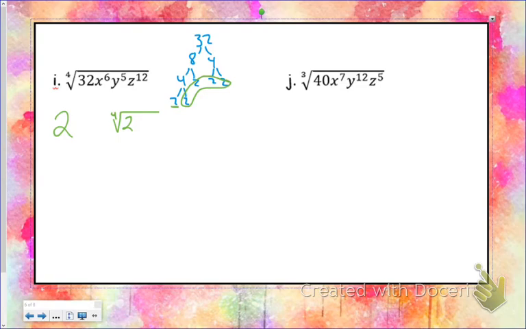Okay, then let's look at our variables, in a very similar way. This is x to the 6th. So x to the 6th means there are 6 x's. So if I'm taking the 4th root, I'm looking for a set of 4. Well, there are 4 x's. So if I took the 4th root, there would be 1 on the outside, and there are 2 left over.